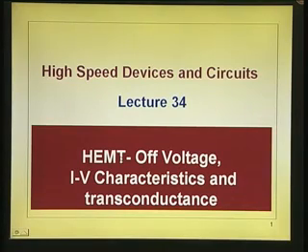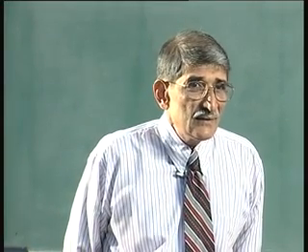So, we have been discussing the high electron mobility transistor. We have just gone through how it operates, the general idea. Today, we will discuss some more aspects of the device, things like off voltage, that is the equivalent of the threshold voltage of the MOSFET. Here, we call it off voltage, the voltage that is required to turn off the device.